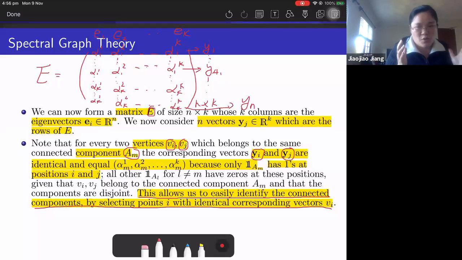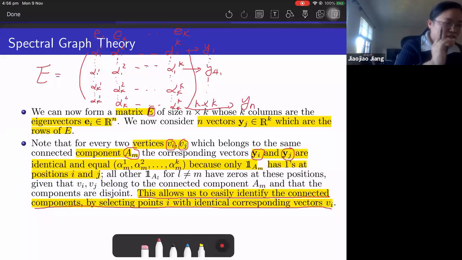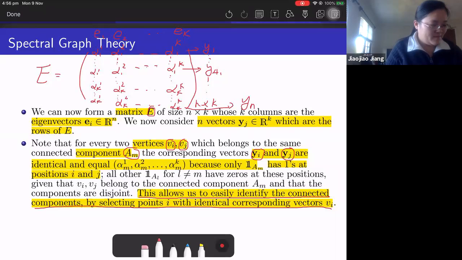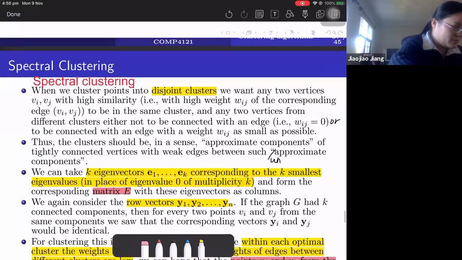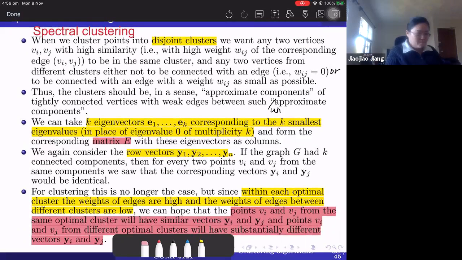Okay, so after we use software to get the eigenvectors for the eigenvalue 0, we can construct a matrix E using these eigenvectors. And then from this matrix E, we can easily identify the components, because if any two vertices are in the same component, the corresponding Y vectors, the row vectors, are identical. So from here, we can easily get the components of graph G, right? So this is about finding out the components of graph G.